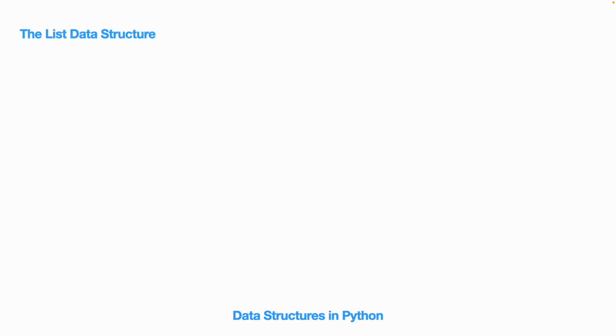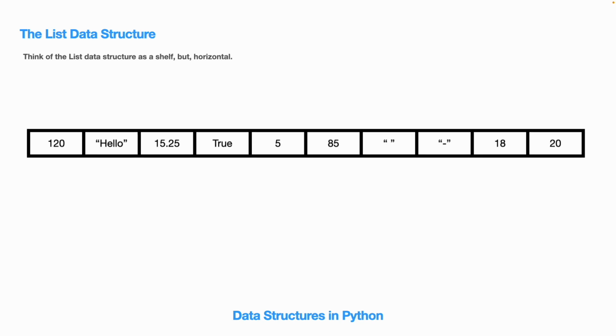The list data structure is basically like a shelf, but imagine it as a horizontal shelf as you see on the screen. It stores the data that you'd want to store in your program. For example, if you're making a to-do list, you could use a list data structure and store all the to-dos as strings as the items of this list. Now, for the sake of this example, let's take this list data structure that we have in front of us and move ahead and learn about the list data structure.